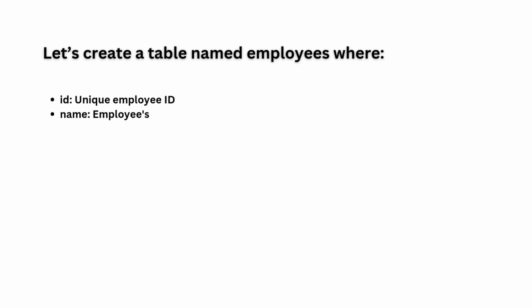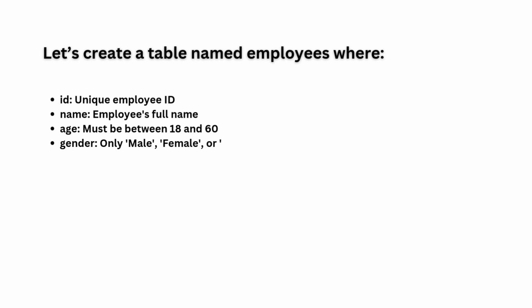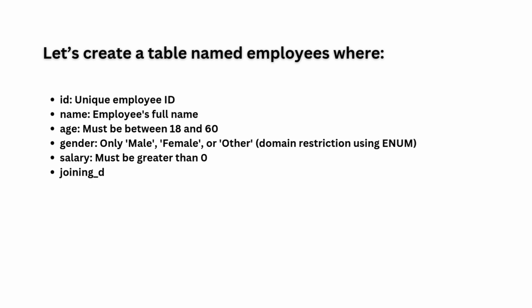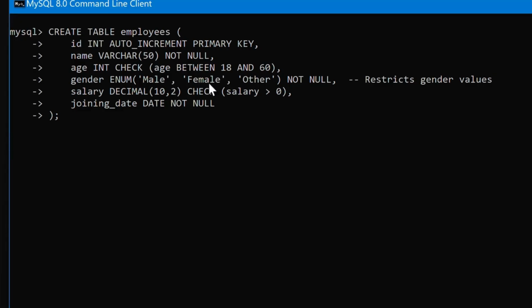Let's create a table named employees where ID, which will be unique employee ID, name, employee's full name, age must be between 18 and 60, gender only male, female, or other, salary must be greater than 0, joining date which cannot be null. So here is the query.